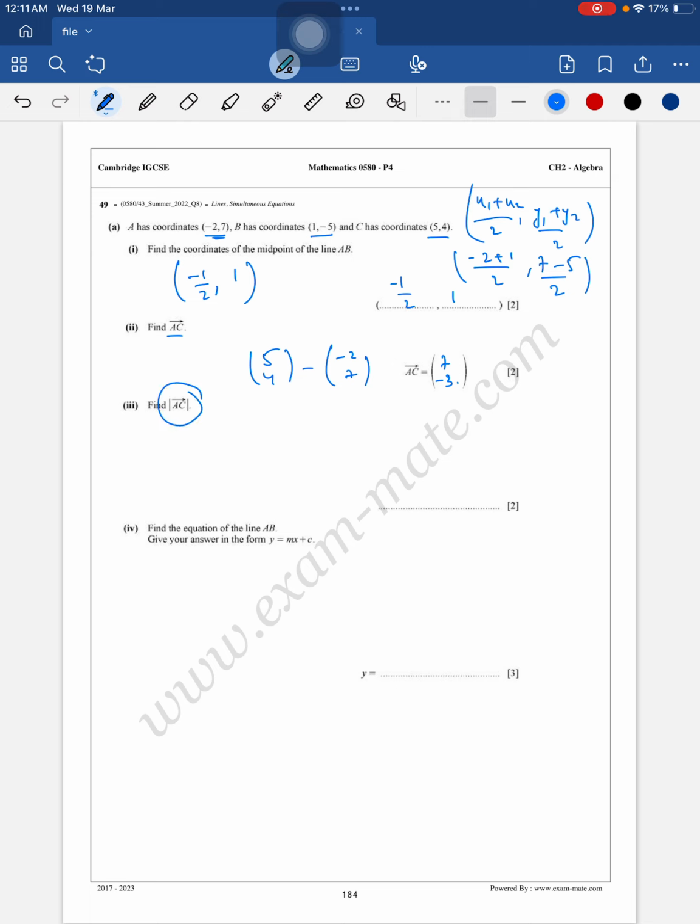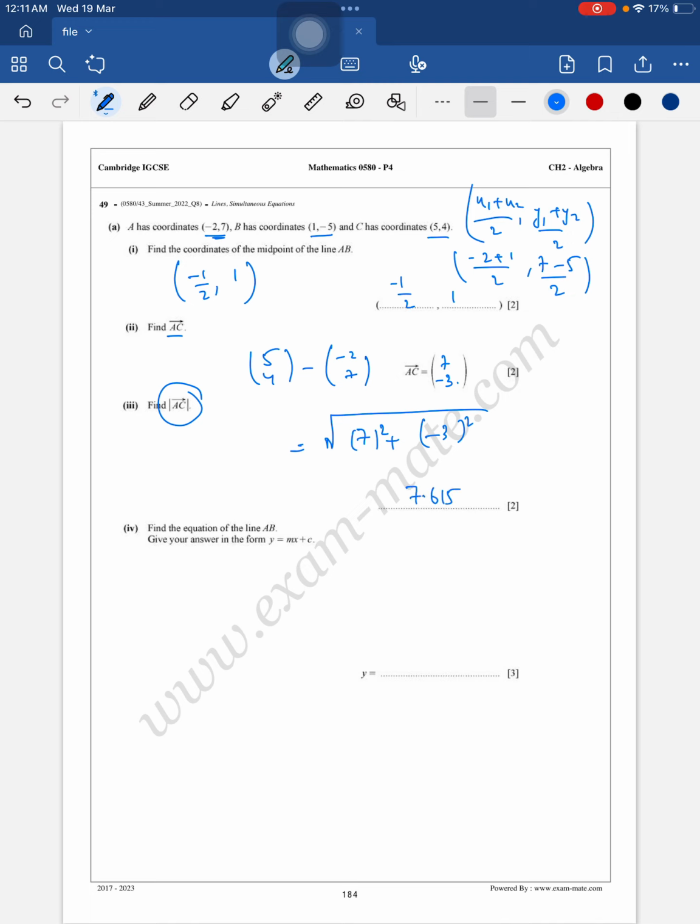Find the AC magnitude, which means the square root of x square plus y square, right? So just putting it in the calculator, we have root of 7 square plus minus 3 square, that is 7.615, right?